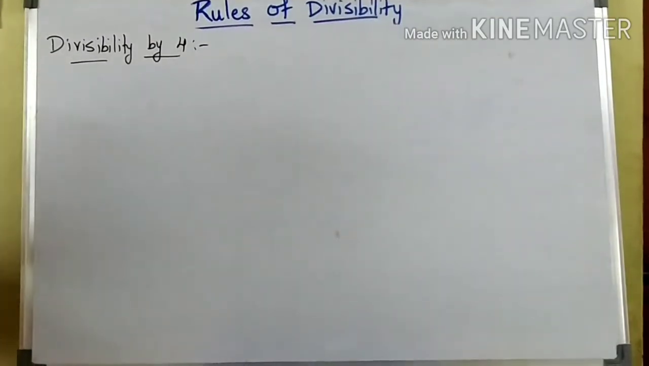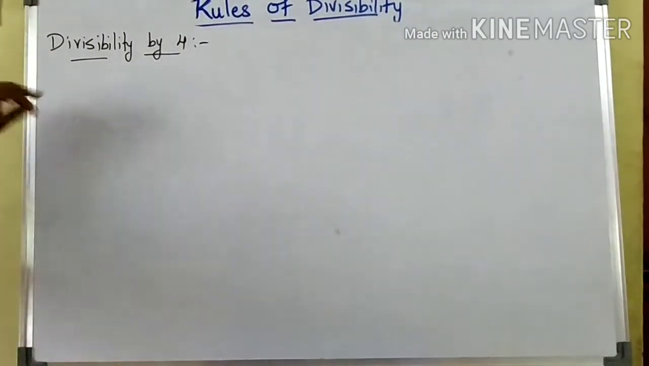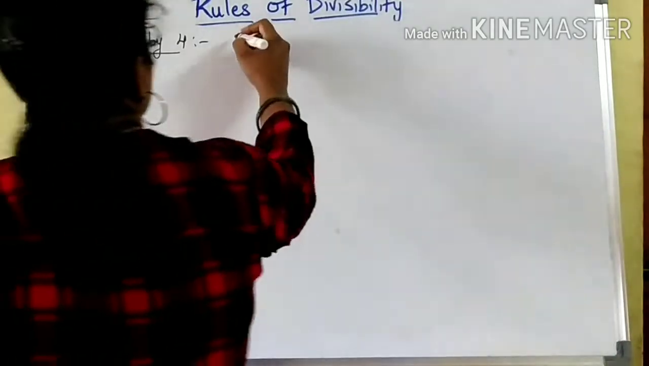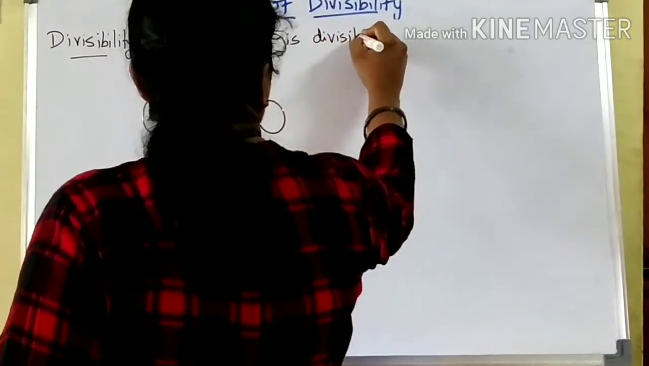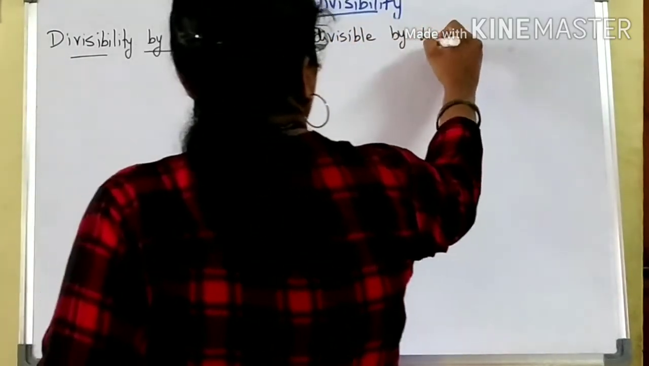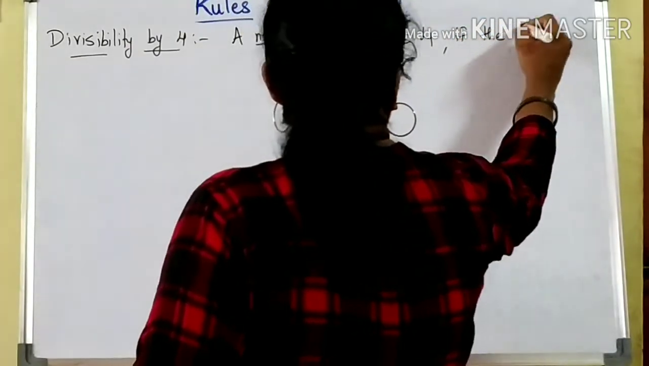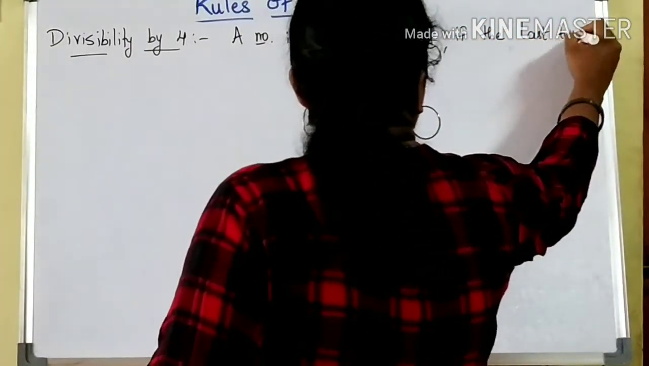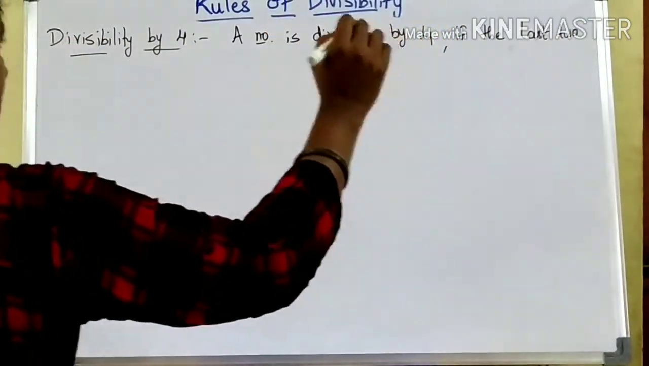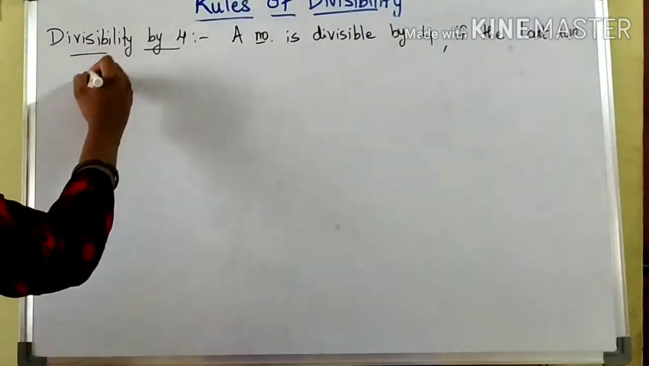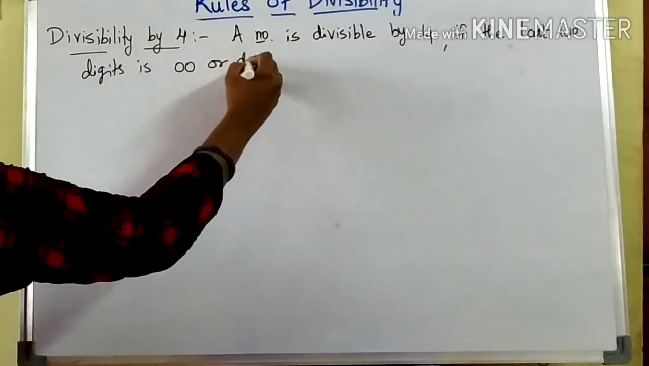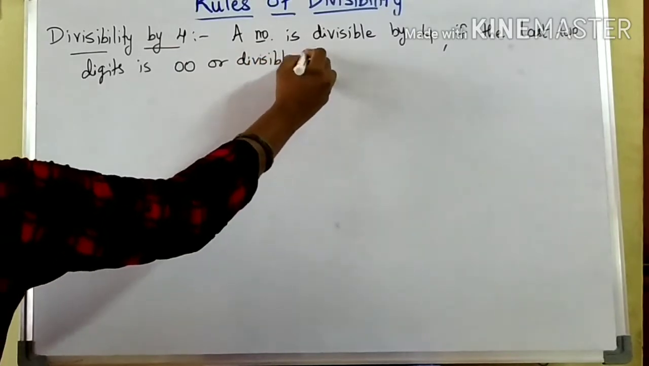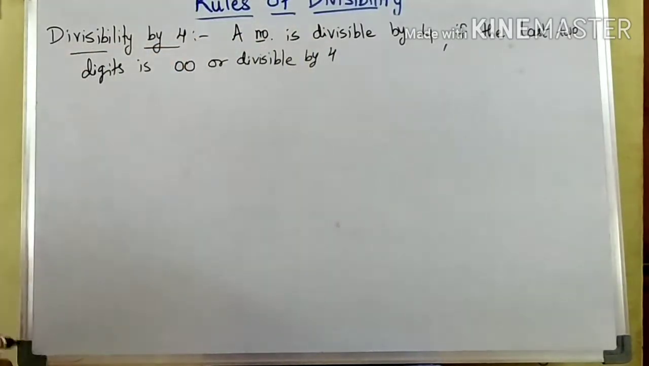Next, divisibility by 4. How to check whether the given number is divisible by 4 or not? A number is divisible by 4 if the last two digits, meaning the ones place and tens place, are 0 0 or divisible by 4. So for divisibility by 4, you have to check the last two digits, children.